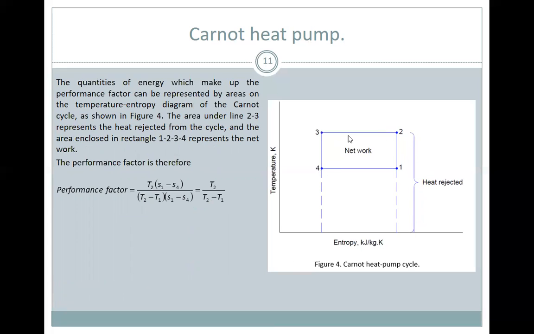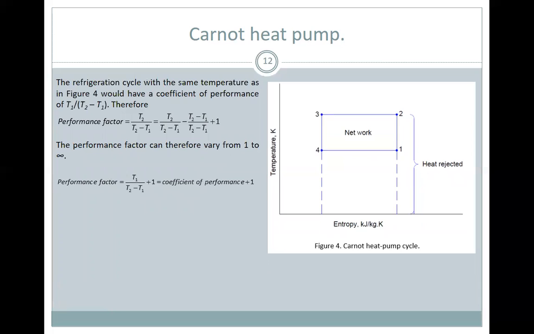So, the line 2 to 3 represents the heat rejected sa ito. And the area enclosed in rectangle 1 to 3 represents the network. So, the performance factor is T sub 2 times S sub 1 minus S sub 4 over T sub 2 times S sub 1 minus S sub 4 minus T sub 1 times S sub 1 minus S sub 4, which is equal to T2 over T sub 2 minus T sub 1.